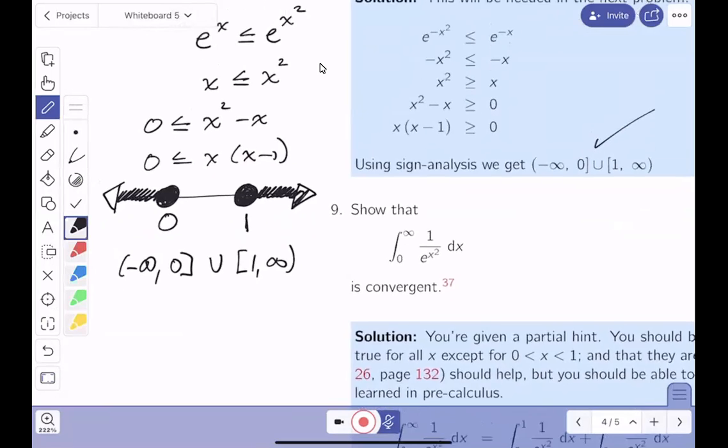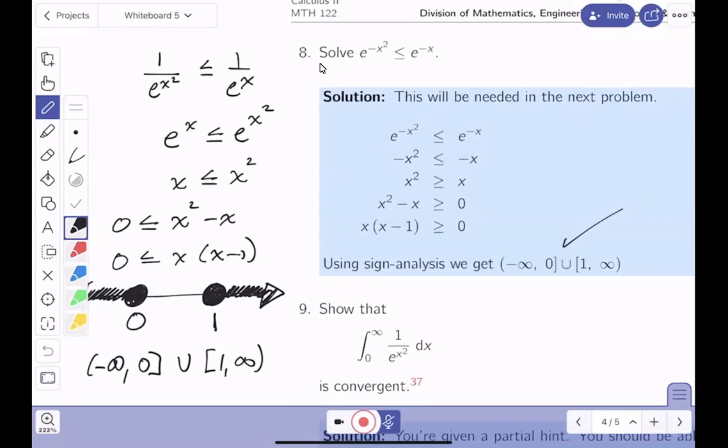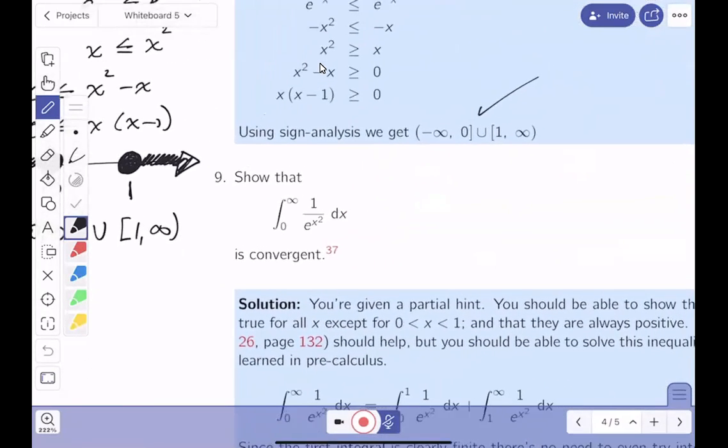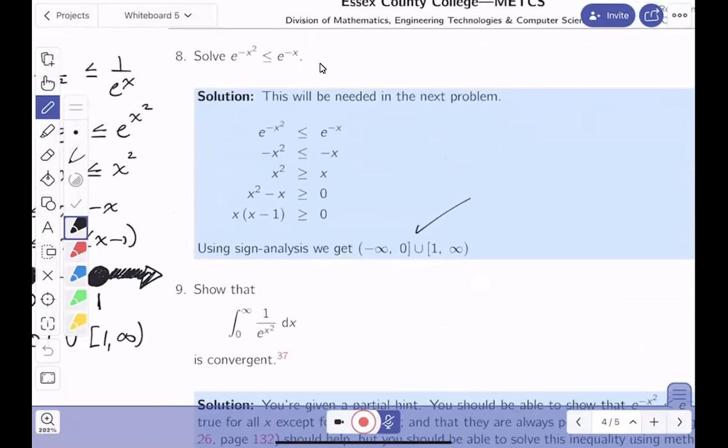All right. Now, someone says, that seemed like an odd question to have there. And it might have been an odd question, but it has something to do with the next question. All right. So the next question, number 9, has something to do with number 8.